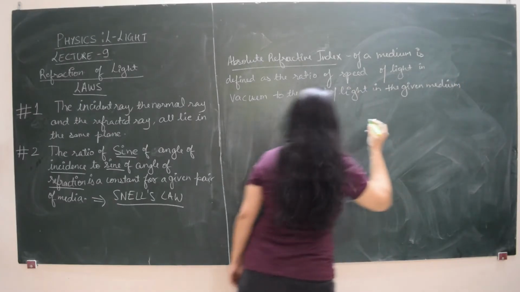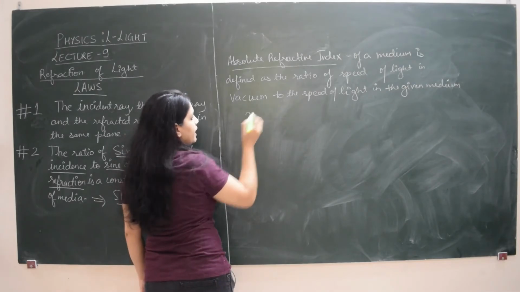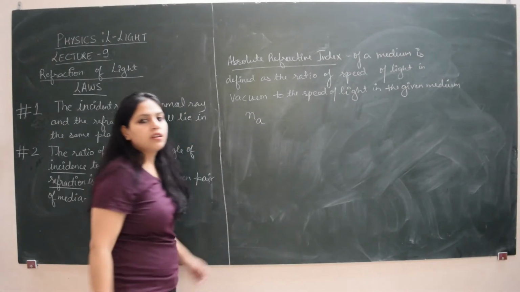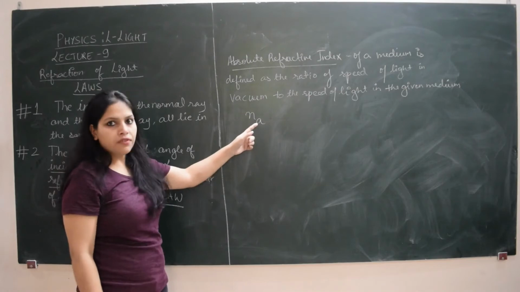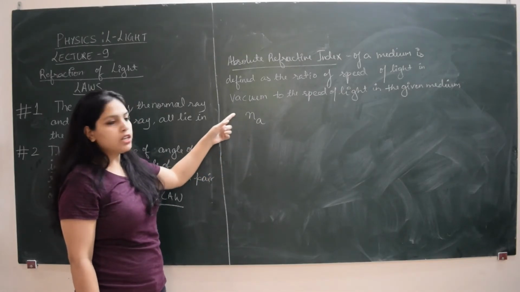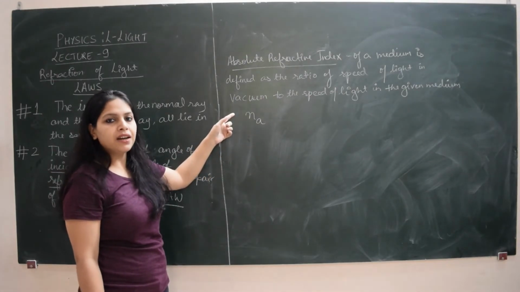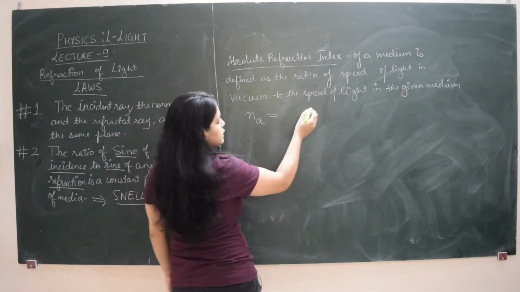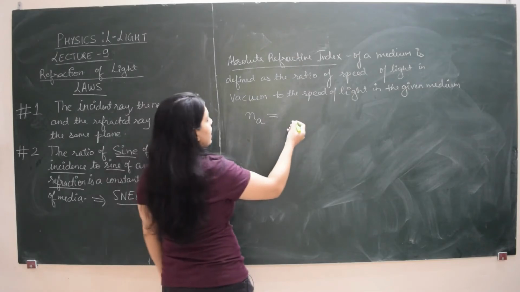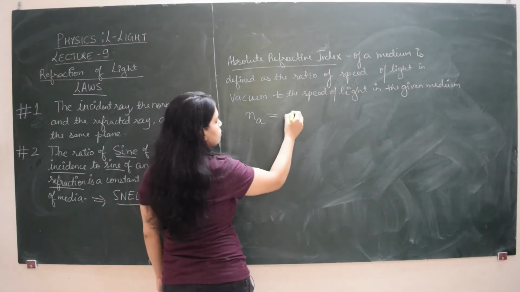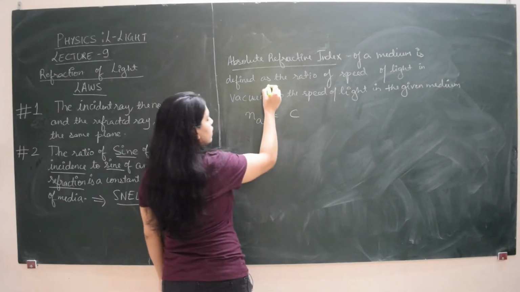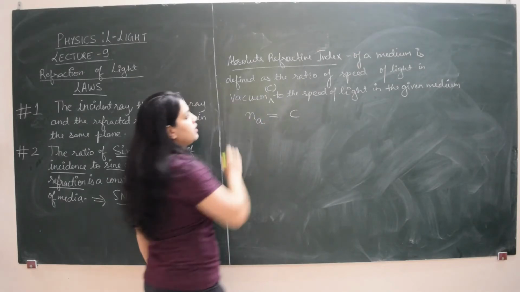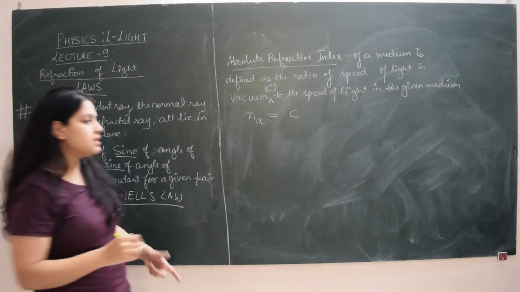Whatever medium are we talking about? If I have written something like this, NA, I am finding out the refractive index of A, and as there is nothing mentioned at the top, we know that the incident ray is in vacuum. So this simply becomes the speed of light in vacuum, and the symbol for speed of light in vacuum is C. You can mention C here in the definition.